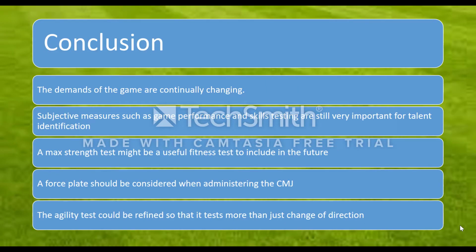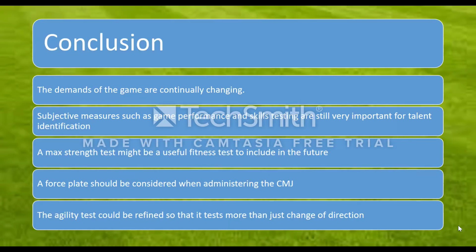The next point we've got here is that a max strength test might be useful to include in the future. Strength underpins everything. So whether it's a maximal bench press or perhaps a lower leg strength test could be a useful inclusion in future draft combines.